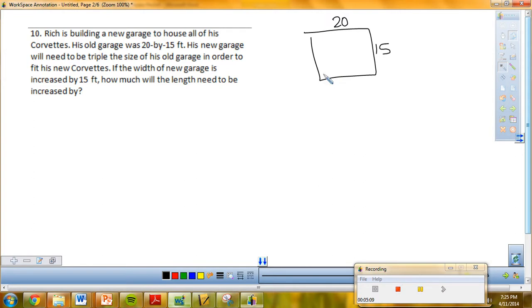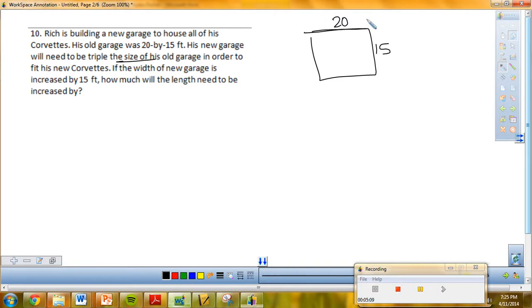If the width of the new garage is increased by 15, how much will the length need to be increased by? So, we have our picture. Does it say that I want to triple the size of the area? Like, do I want to triple this 20, or do I want to triple the 15, or do I want to triple the entire garage? I want to triple the entire size of his old garage.